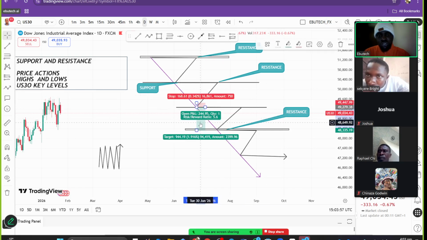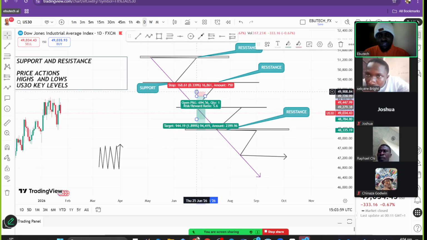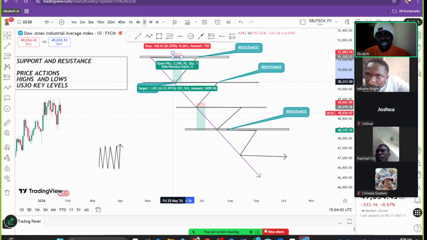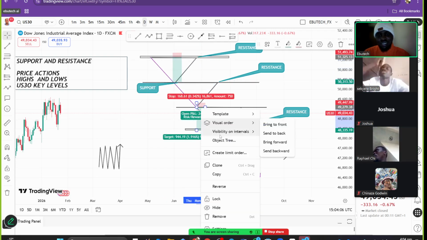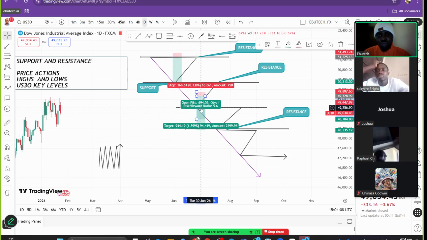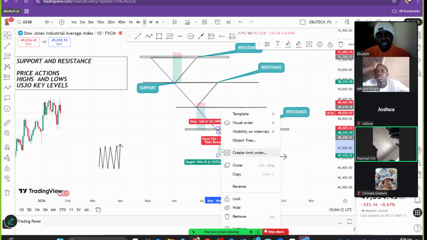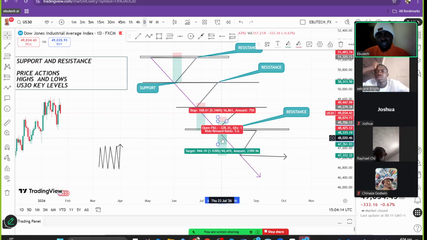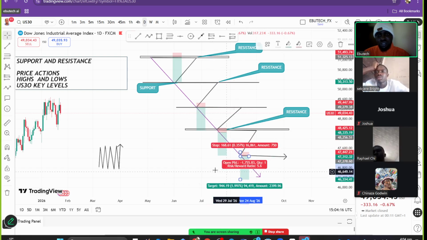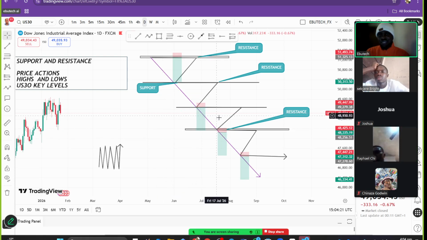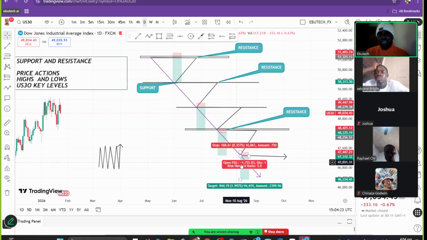This is how it looks. We are looking at sell, so we are selling. You see that anything sell, the profit is higher because the market is in a downtrend. Do you guys understand? The market is a downtrend.